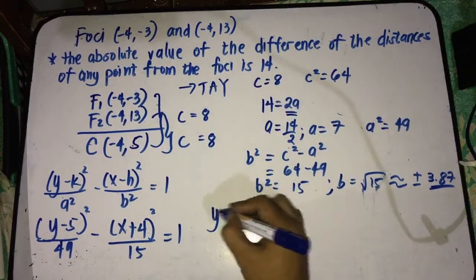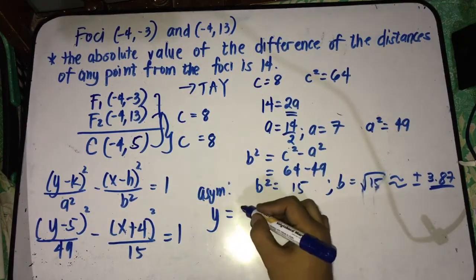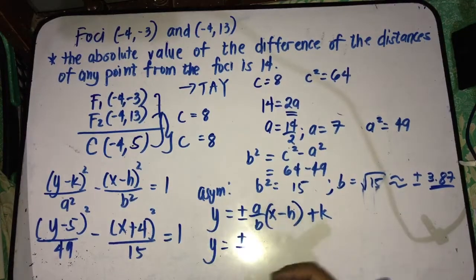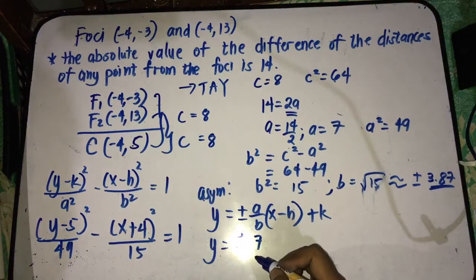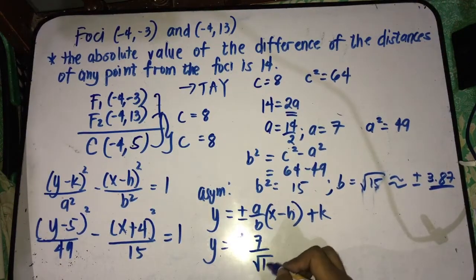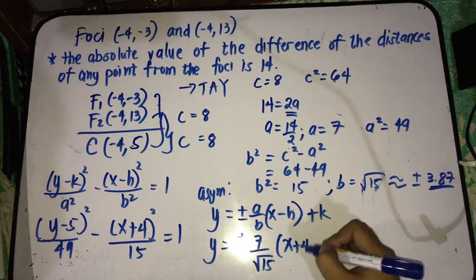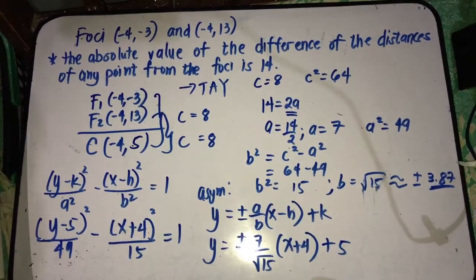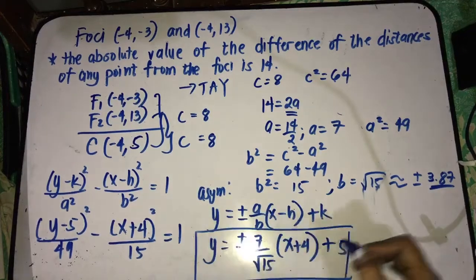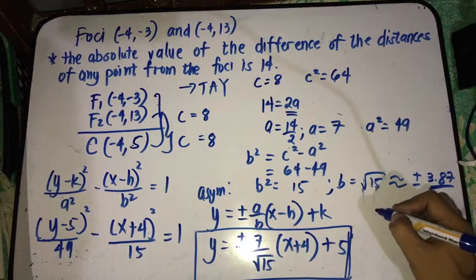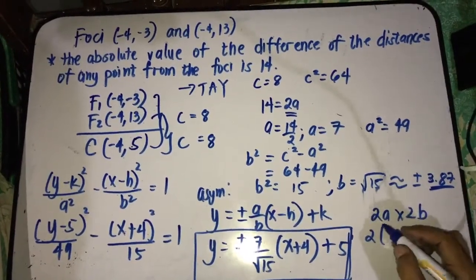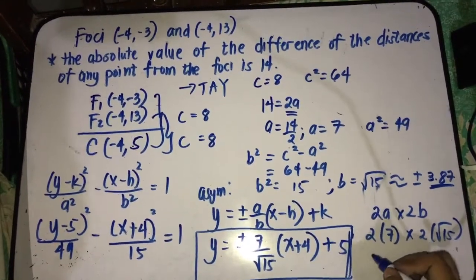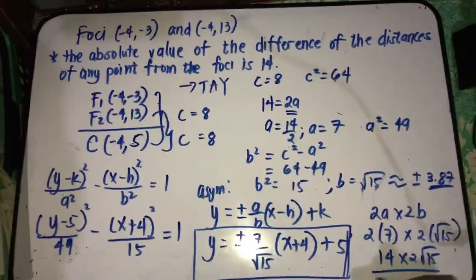Dahil tie yan, the formula that we will be using for the asymptote is y is equal to plus minus a over b times x minus h plus k. Therefore, y is equal to plus minus our a is 7 over square root of 15 times x plus 4. What is our k? Our k is plus 5. So this is the equation of the asymptote. If that is the equation of the asymptote, our auxiliary rectangle would be 2a by 2b. So 2 times 7 by 2 times square root of 15. So this is now 14 by 2 square root of 15. Questions?